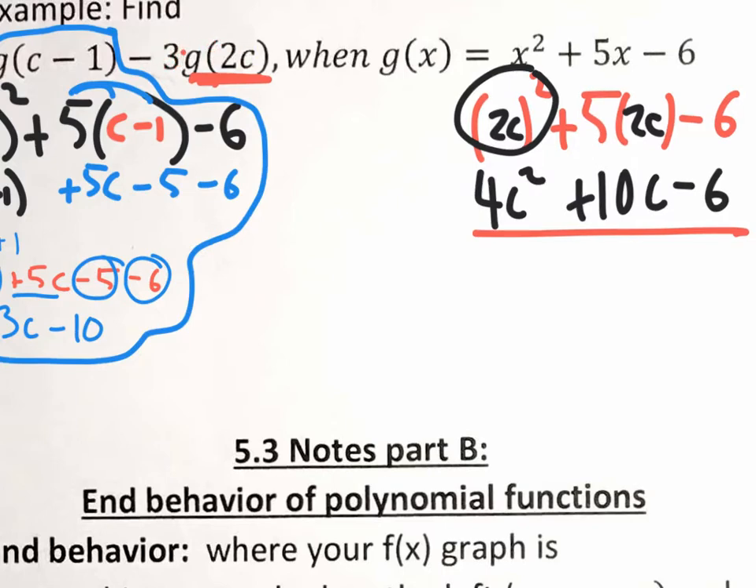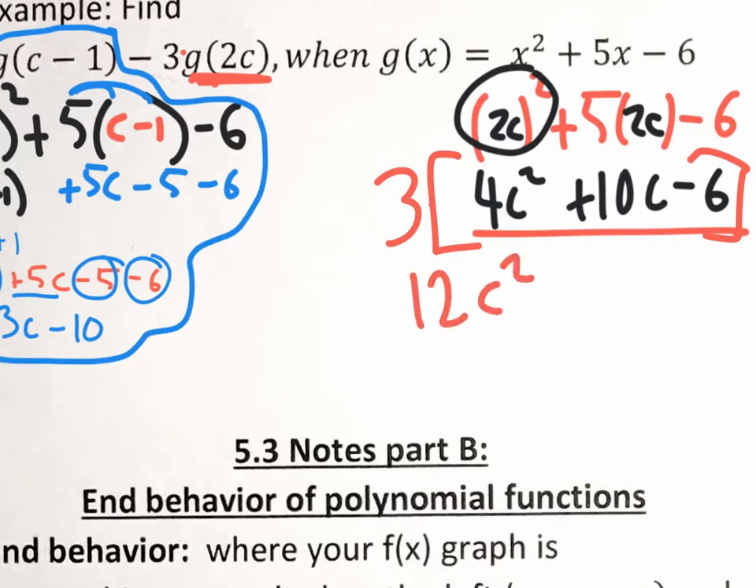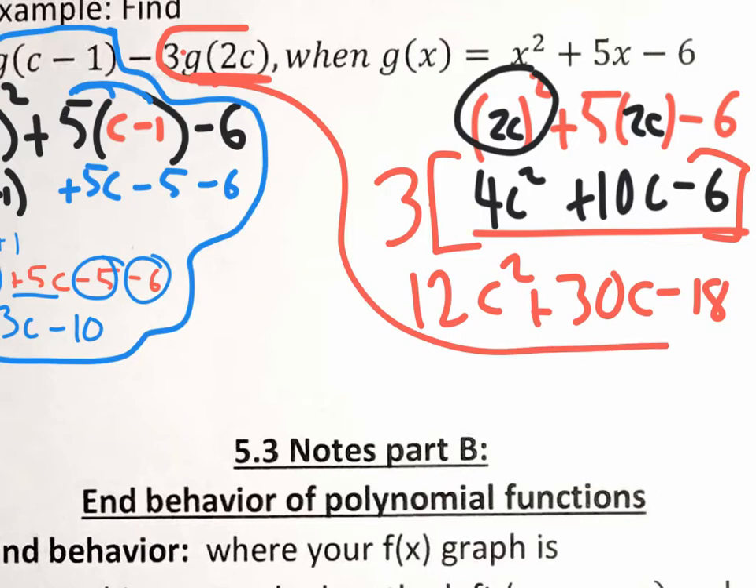So this is just the g of 2c, but we still need to take that and multiply it by 3. So what I want to do is put parentheses or brackets around this whole thing and multiply it by 3, put times 3 out there in the front. And when I do that, I'll have a 12c squared plus 30c minus 18. And now what I have is this whole answer right here.